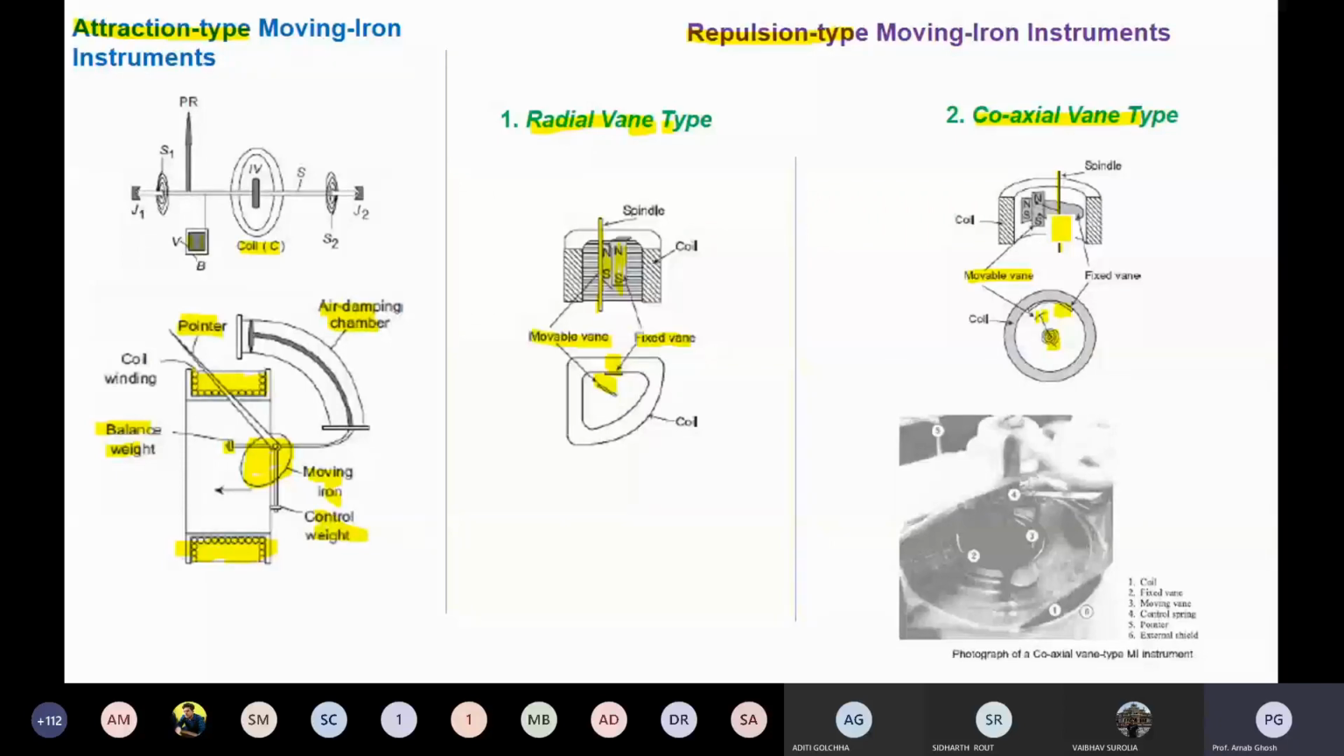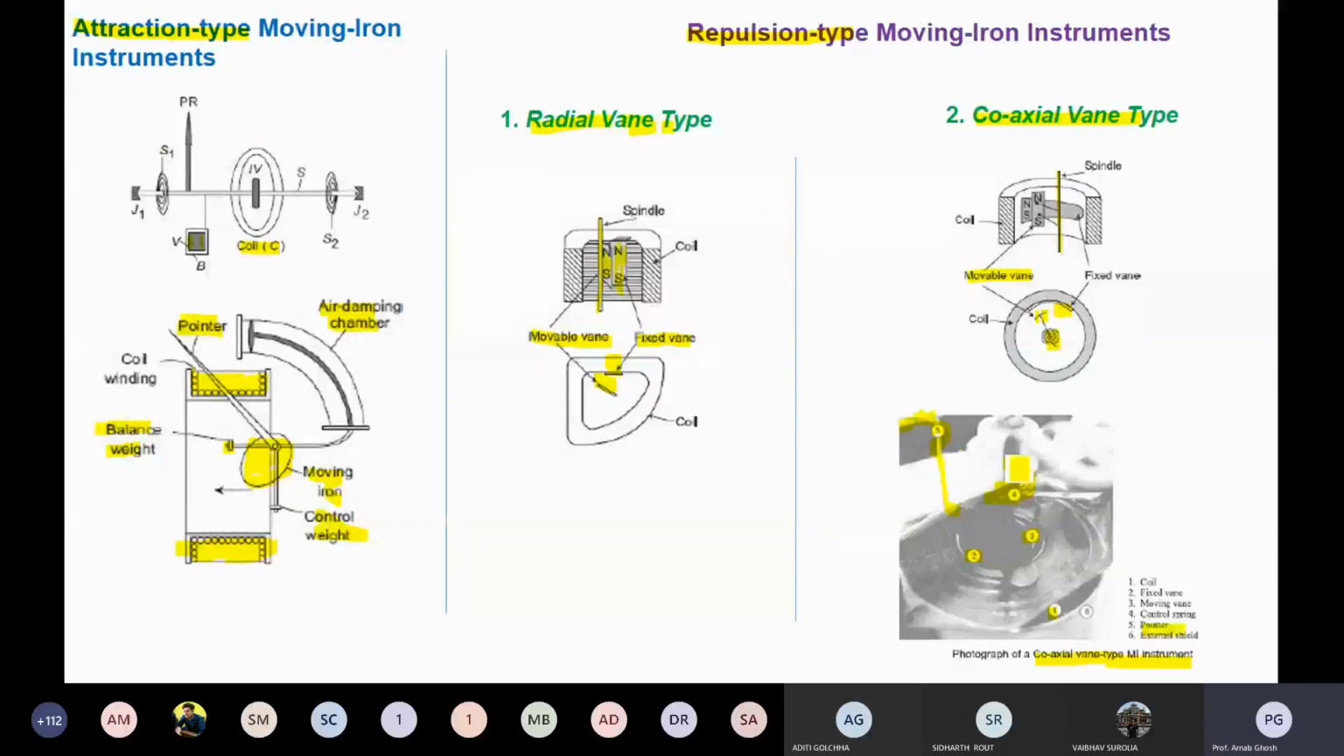You can see the real-time diagram of the coaxial vane type moving iron instrument. Number 1 is the coil. 2 is the fixed coil. 3 is the movable coil, the vane. 4 is the control spring. 5 is the pointer, directly connected with your control spring. Here you can see the scale will be there. And 6 is the external shield.